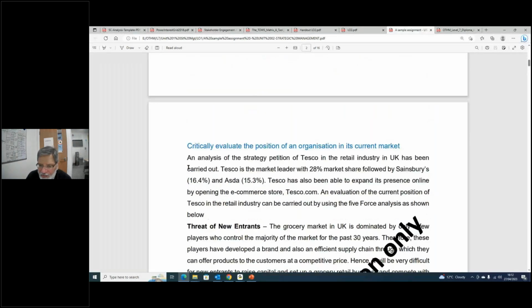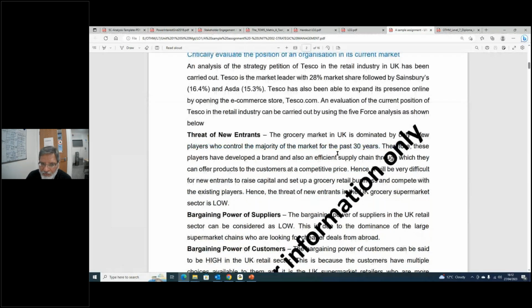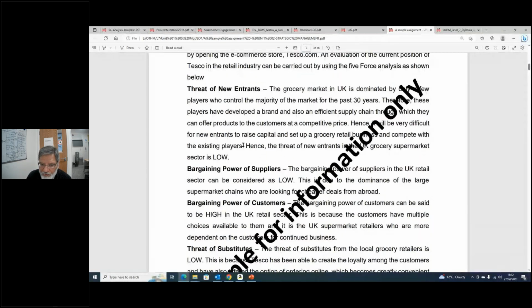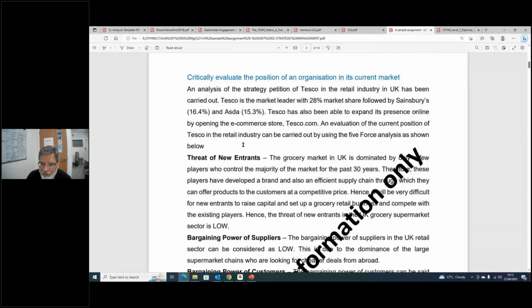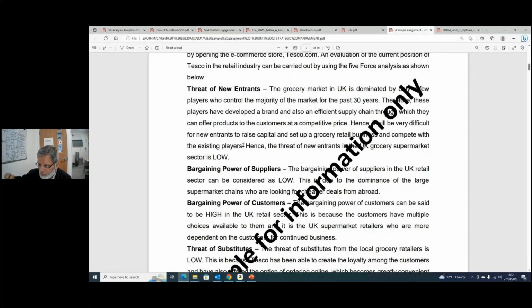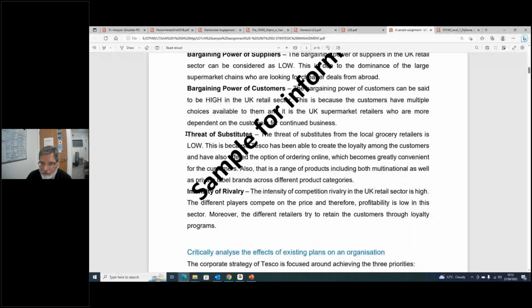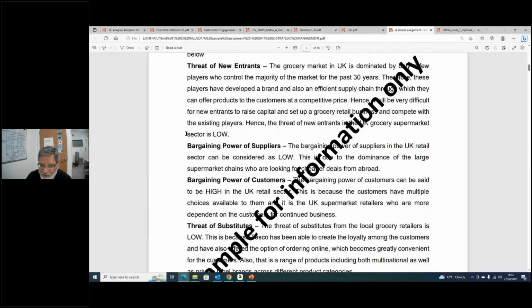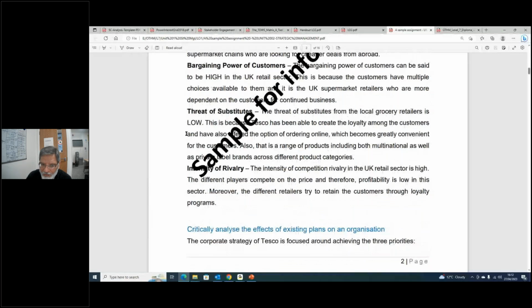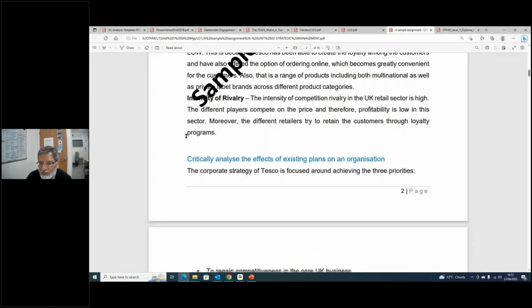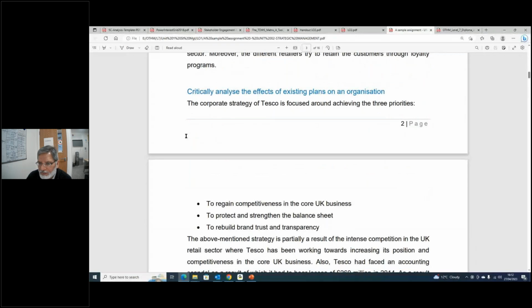It says critically evaluate the position of the organization. So, think about the position of the organization and what we have studied, and answer those questions. How far is the threat of new entrants? What's the bargaining position? Maybe the five forces model we talked about: customers, suppliers, threat of new entry, substitutes, rivalry.